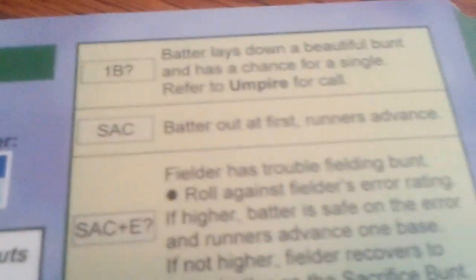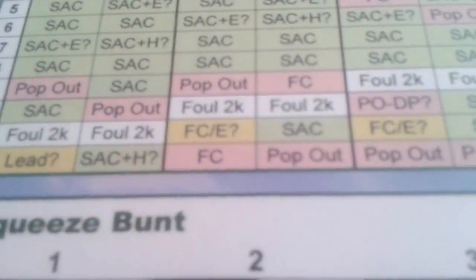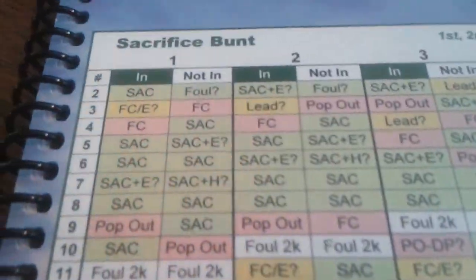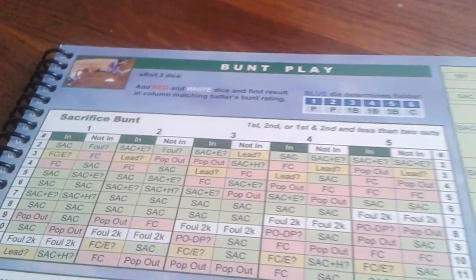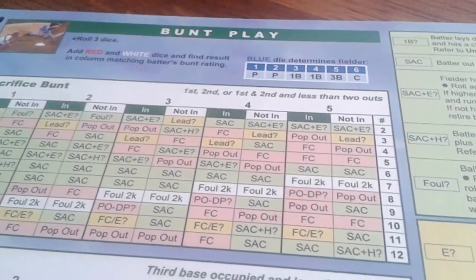On the chart, sacrifice simply says batter out at first, runner advances. Now, it does not say who fielded the ball. Oh, my mistake. I should have rolled the blue die to figure out who fielded it, so I'll do that now. The blue die says it's a 6, which means the catcher fielded it. That was my bad. So in that play, it was a sacrifice hit, 2-3, for Rick Burleson.